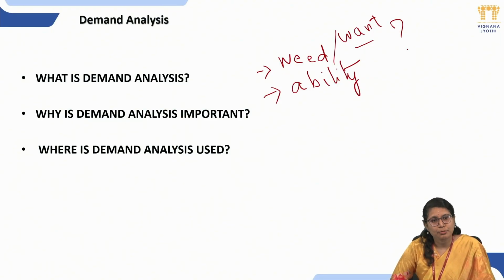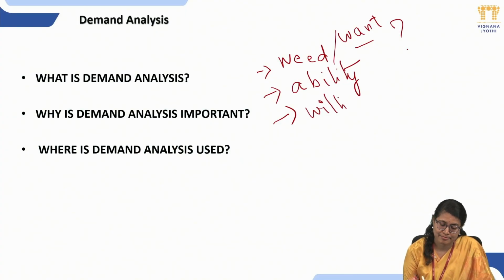Now, I have a need. I have the ability to pay. For example, I have enough money to purchase a car. Now, I didn't like the price. I thought it is overpriced. Then, do I purchase? No, I am not going to purchase. So one more important characteristic has to be added, that is willingness.